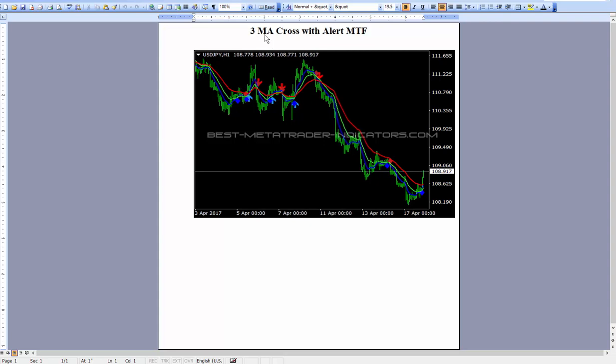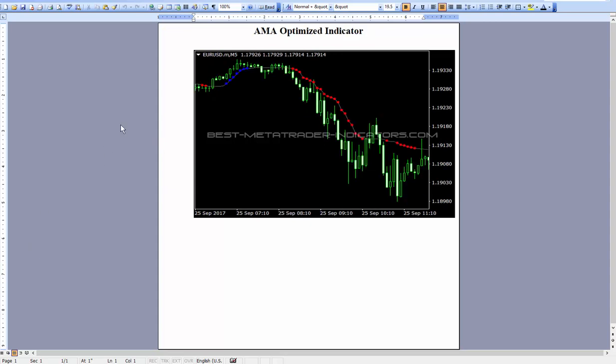Moving along to this 3 moving average cross with alert, and it has multi time frames. Then you get the arrows, whether you'd be buying or selling. So this is one indicator with these 3 moving averages. Here's one that I'm quite interested in, the AMA indicator. Blue going up with the line, then it went flat and turned red, and it works on the 5-minute time frame. This one looks interesting actually.